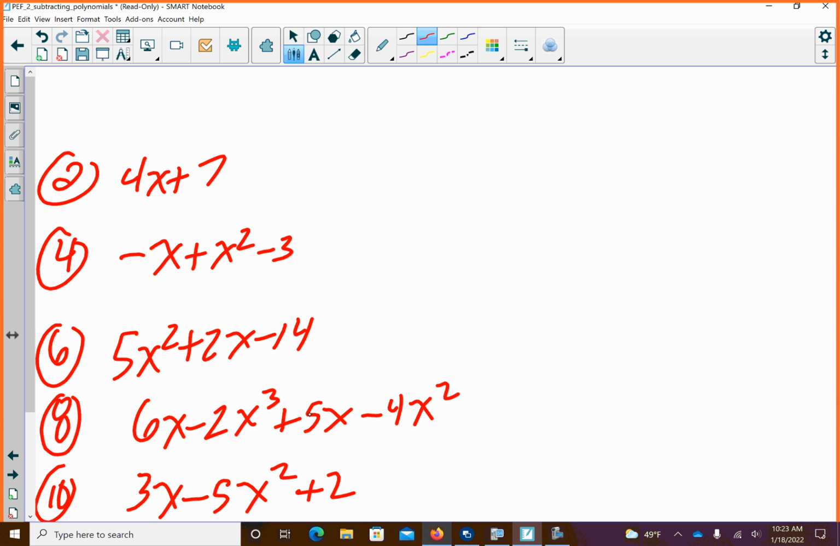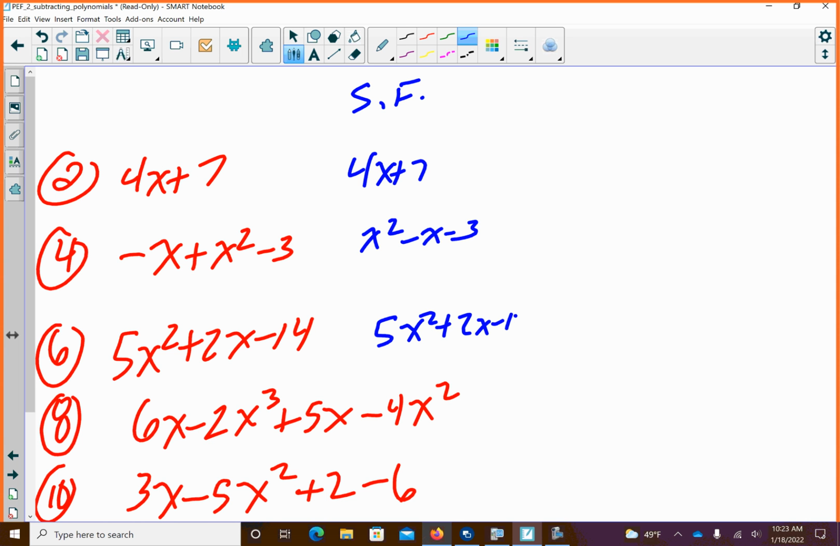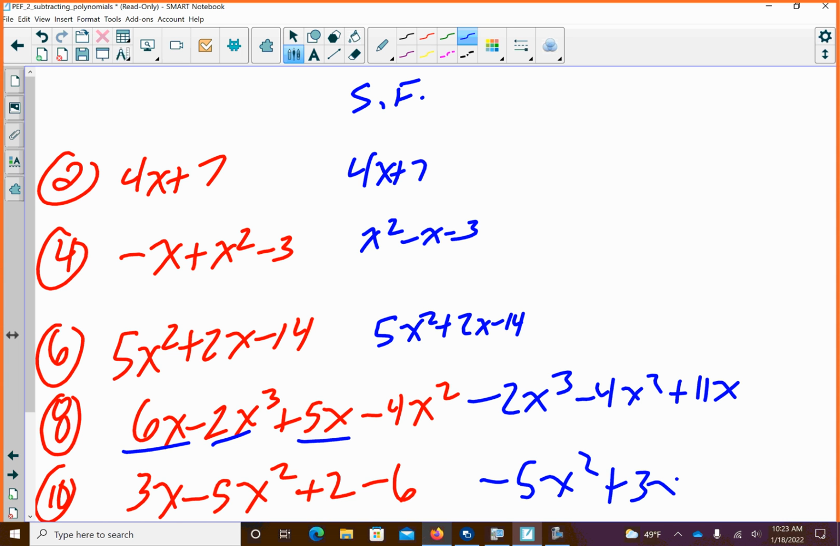That happens. All right, so now let's go through the evens. Standard form. The first one is in standard form already. Second one, I'm going to write it as x squared minus x minus 3. The number 6 is in standard form because it's already descending. And then this one in standard form is negative 2x to the third minus 4x squared, and then combine your last two like terms, plus 11x. And then number 10 is negative 5x squared plus 3x minus 4.